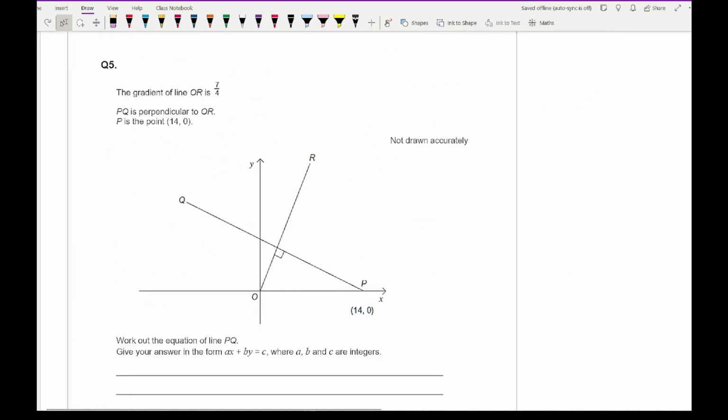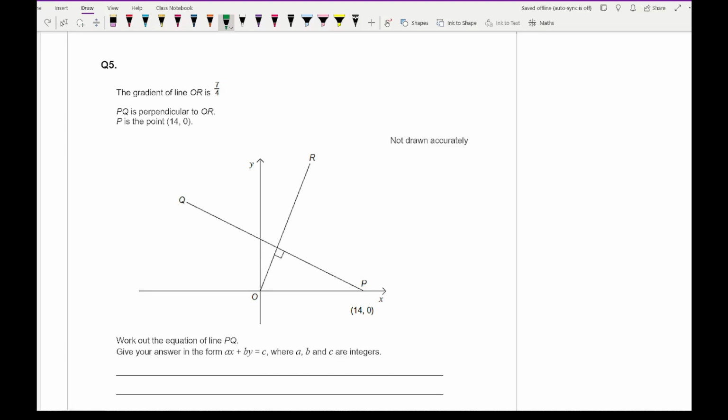And finally, moving on to question 5, it says the gradient of the line OR is 7/4, PQ is perpendicular to OR, and P is the point (14, 0). And the question is asking us to work out the equation of line PQ, giving our answer in the form of ax plus by equals c, where a, b and c are integers. Now, to find the equation of a straight line, which PQ is, what we need to do is first of all find out the gradient and a point that it goes through.